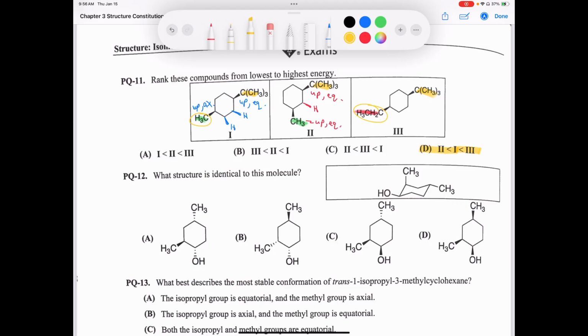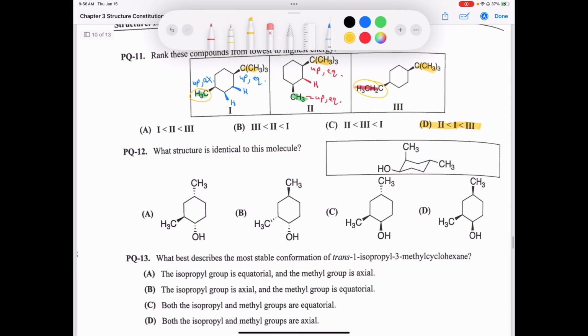Okay, number 12, which structure is identical to this molecule? There's a couple of different ways you could solve this problem, and probably all of these problems. I'm just solving them the way I did quickly. The first thing you might want to do is something like this. You might want to say, okay, methyl group, hydroxyl group. We can see the order is 1, 3, 4.